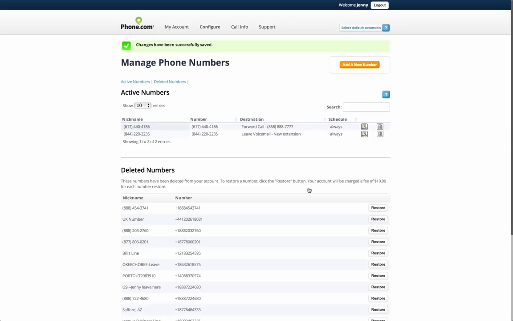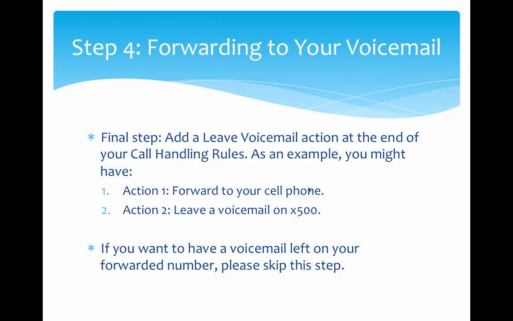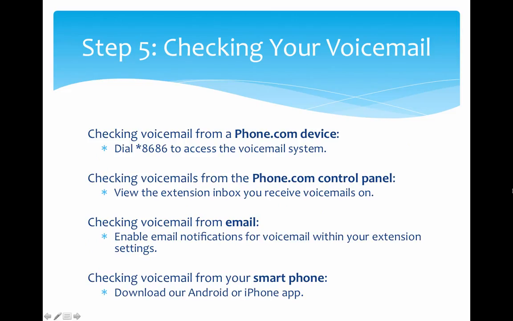And let's actually show you now how to check your voicemail. So there's several options to check your voicemail. If you guys have a phone.com device with us, like an IP phone or an analog phone hooked up to an ATA adapter or a soft phone on your computer, you can dial 8686 and it will get you directly into our voicemail system, and it'll ask you for your extension password, which you can enter. Or you know what, I think it asks you for your extension and then your password.